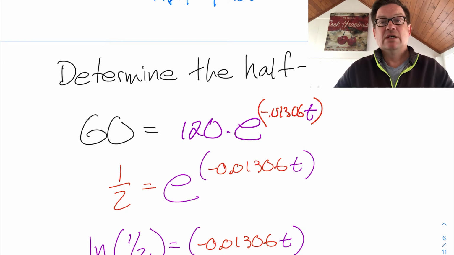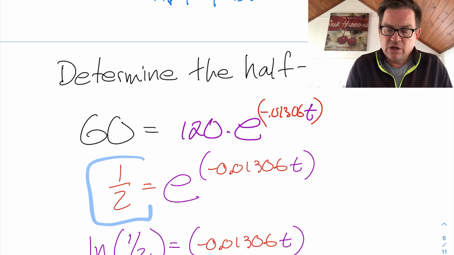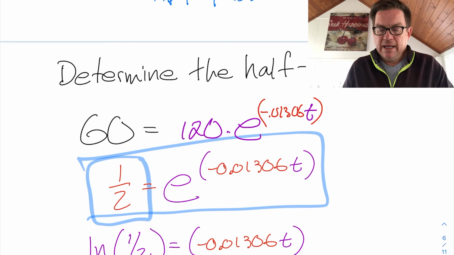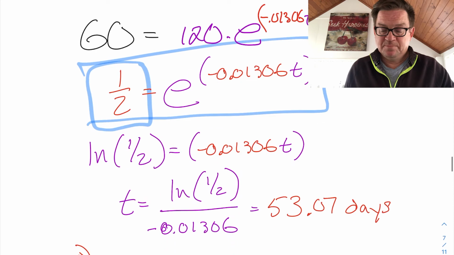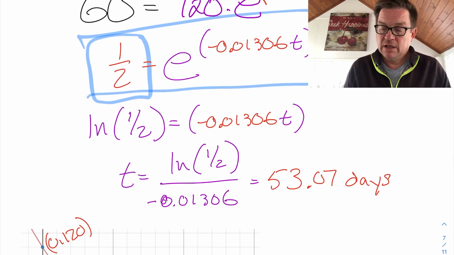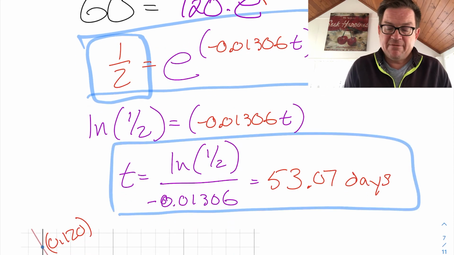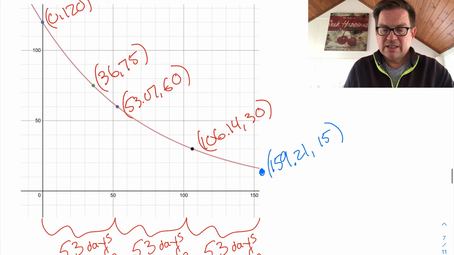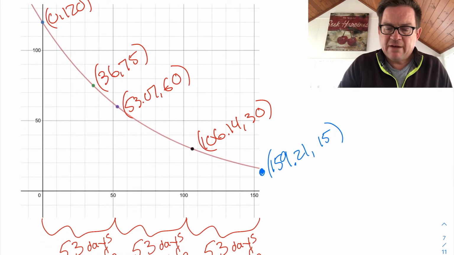The last thing is to set it equal to half of what I started, which in this case is 60. Or I could have just started and said a half equals the growth factor to a power. And again, in this case, I've got base e, so I switch to ln and solve for t. Ln of a half is going to be a negative number. Divided by that negative number ends up giving me a positive value for t, and it's 53.07.